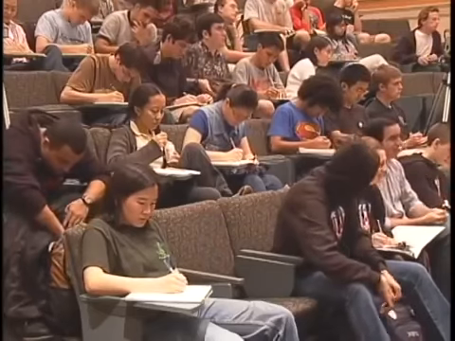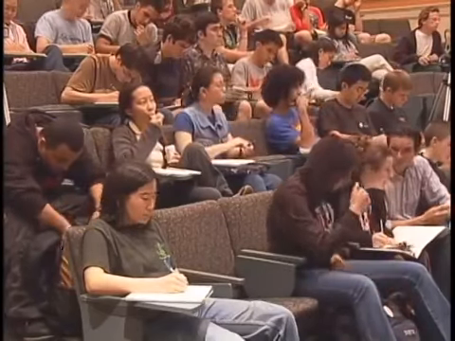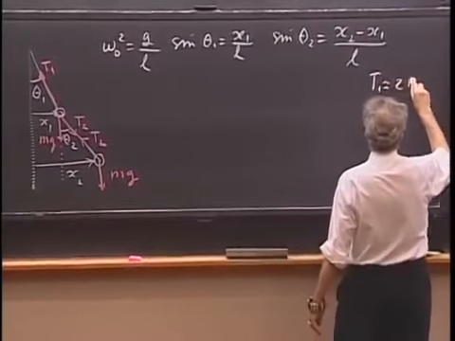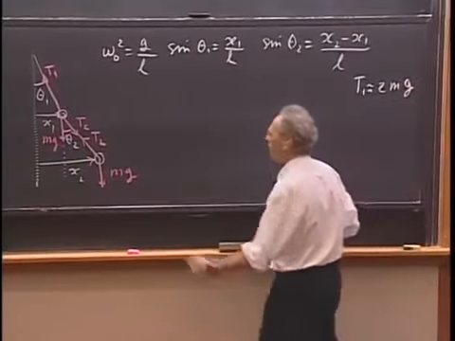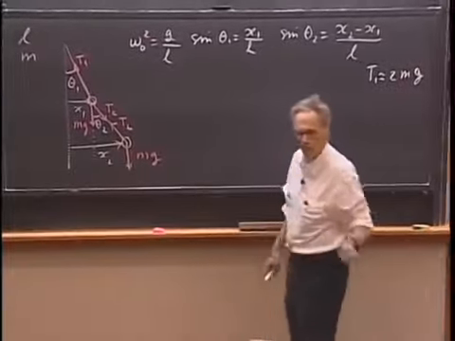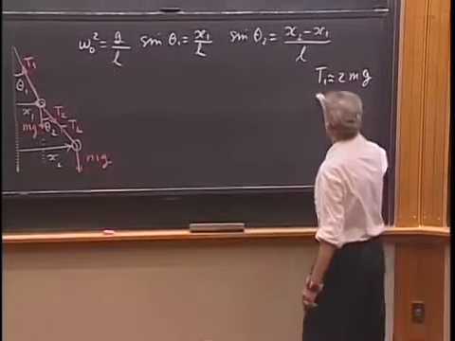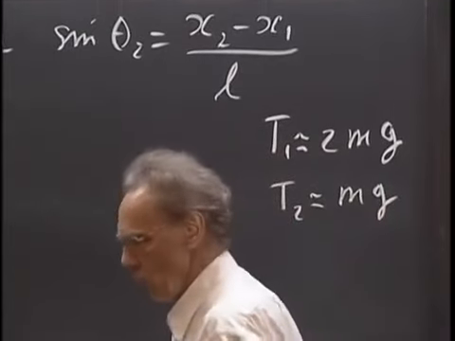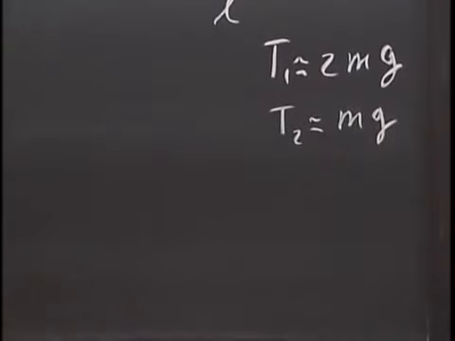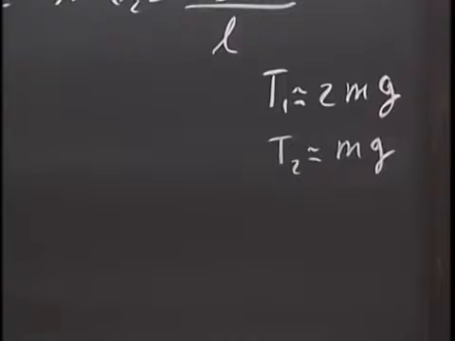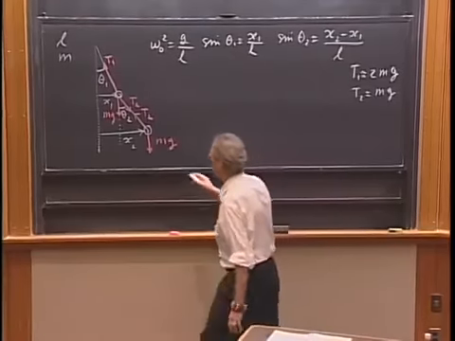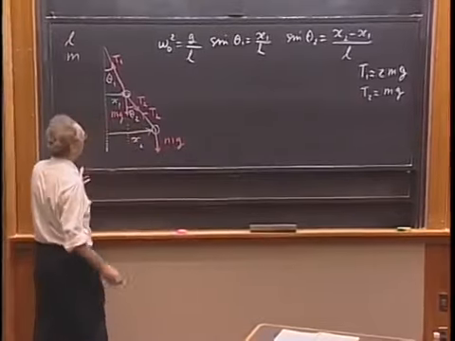At small angles, I do know that T1 must be approximately 2 mg, because it's carrying both loads, so to speak. And we know that T2 is very close to mg. And we're going to use that in our approximation. So let me first start with the bottom one that has only two forces on it, so that may be the easiest.